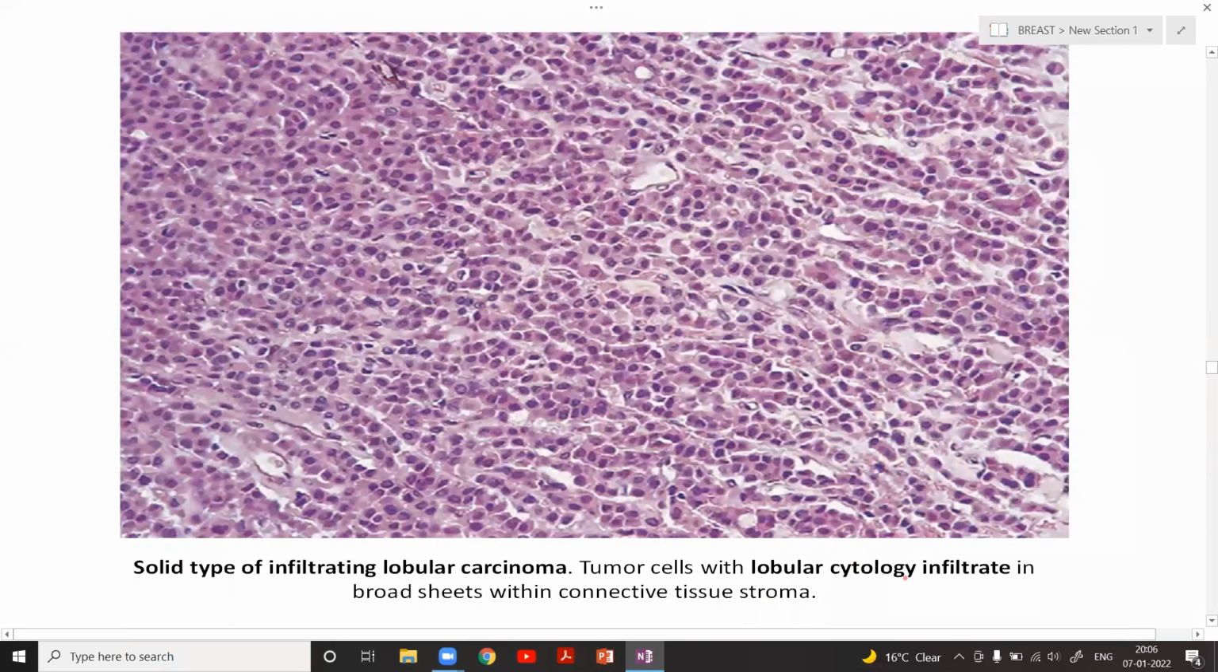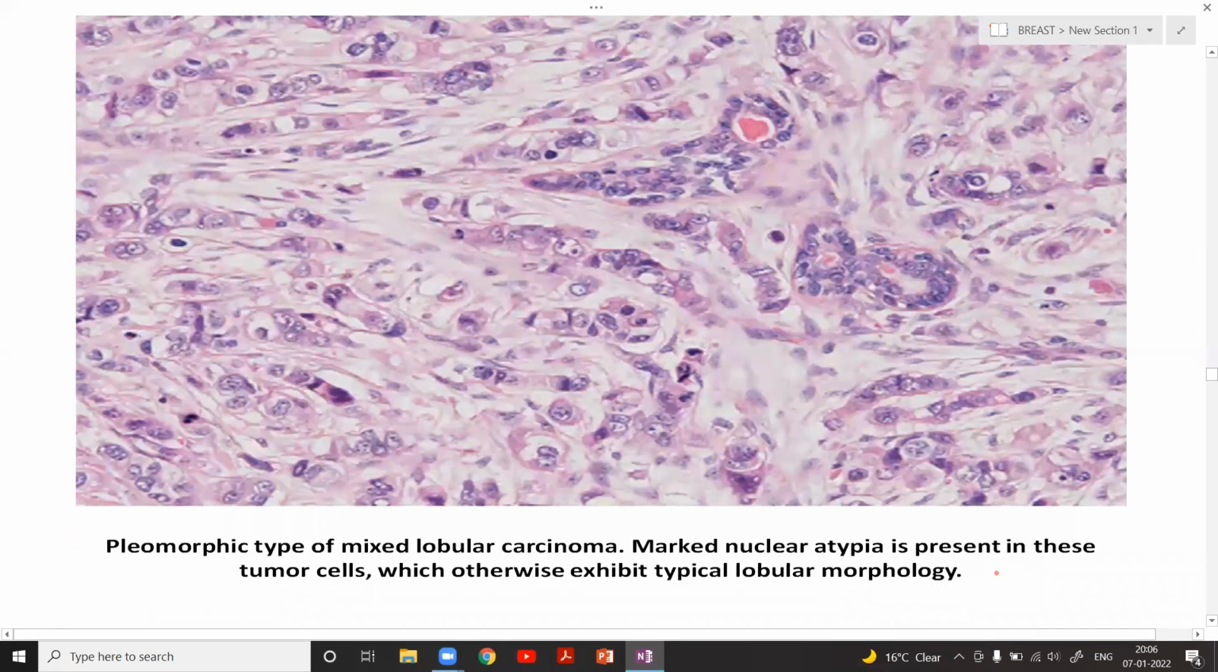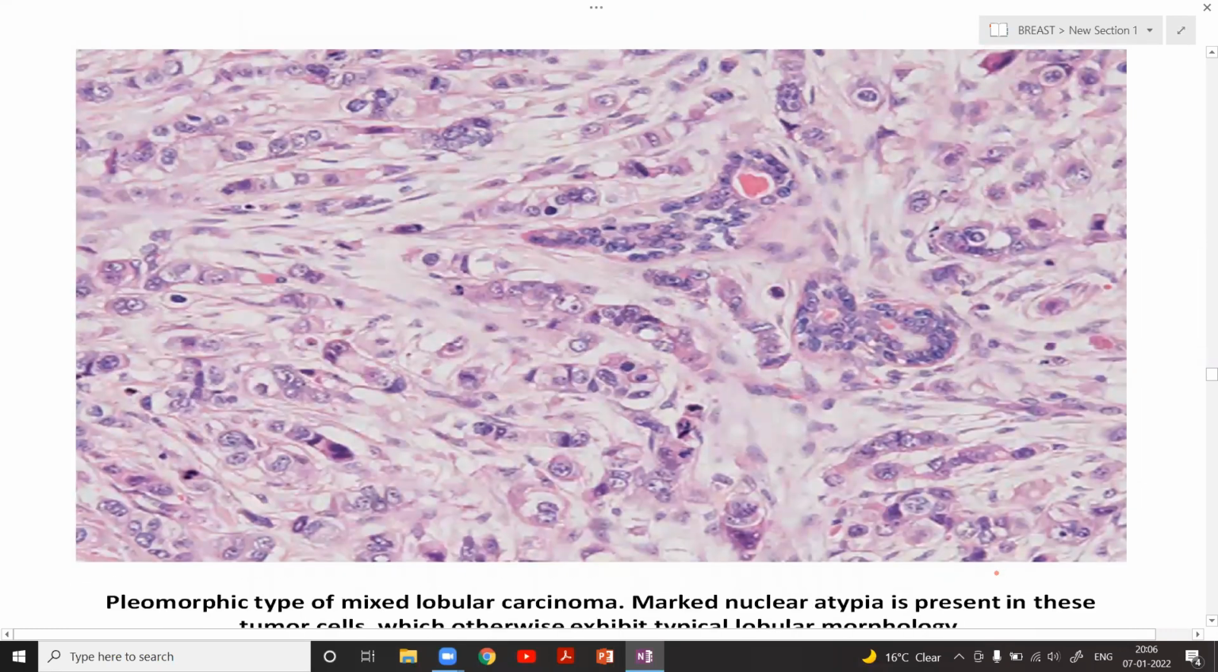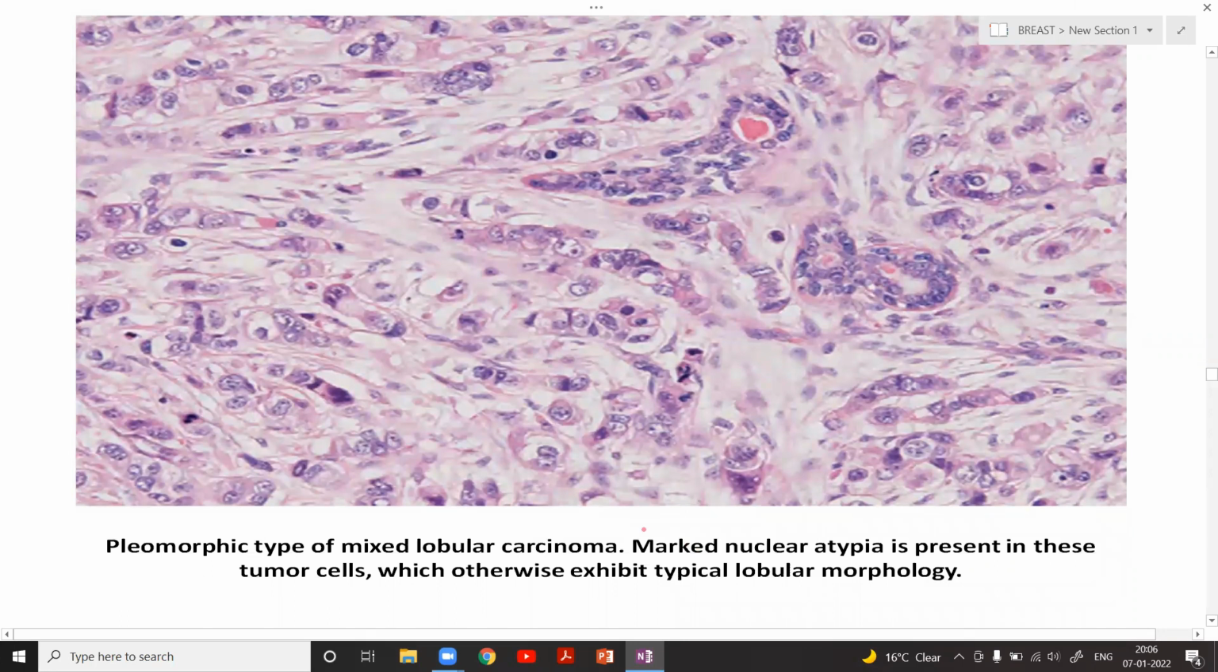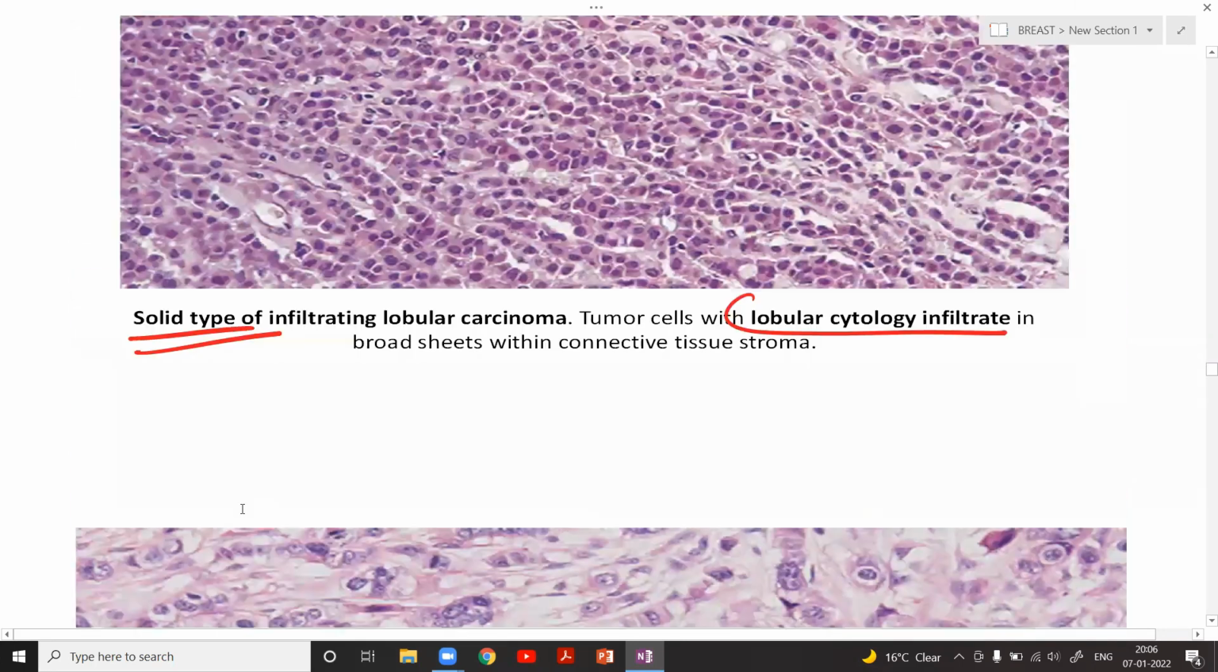Sometimes you might see that these cells are crowded. The Indian file pattern is there, but they are solid type. But the lobular cytology is very well appreciated over here. Sometimes, and usually remember, lobular carcinomas are tumors with a good prognosis, and usually they show minimal pleomorphism, but sometimes they might show marked nuclear atypia. That is the pleomorphic type of lobular carcinoma of the breast.